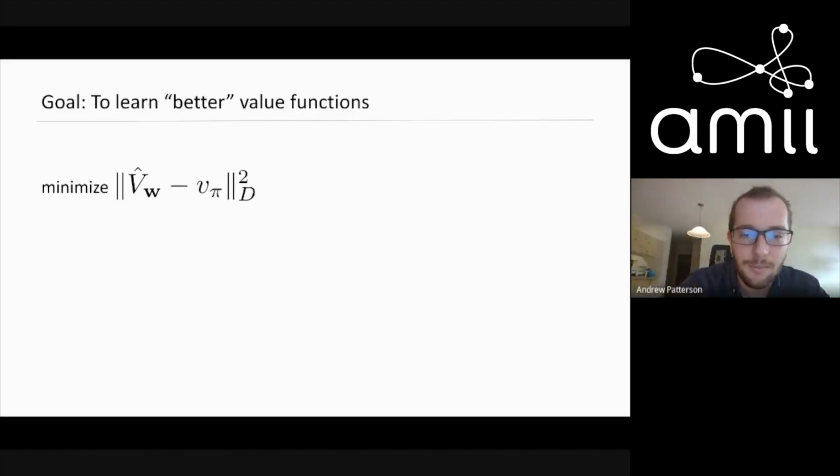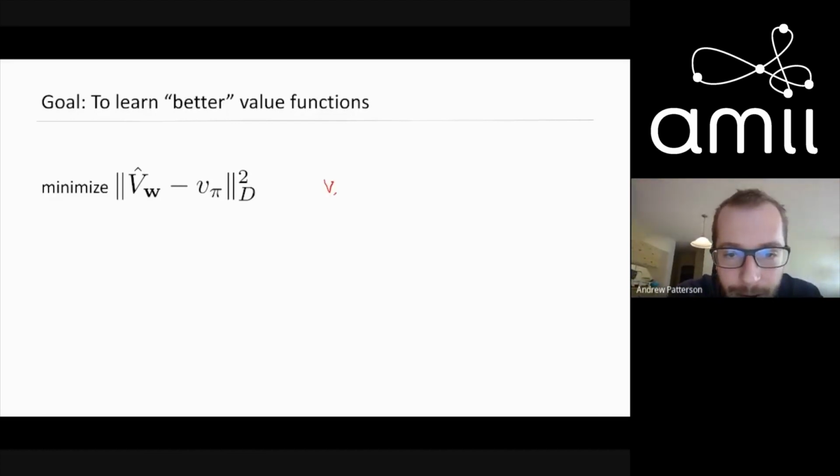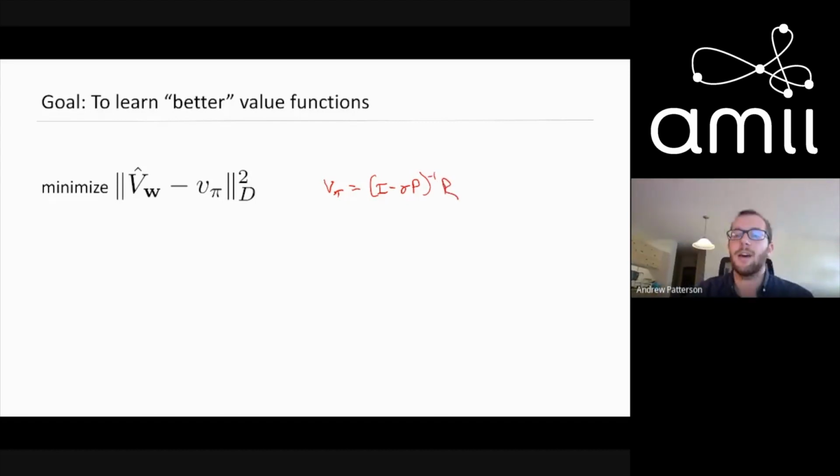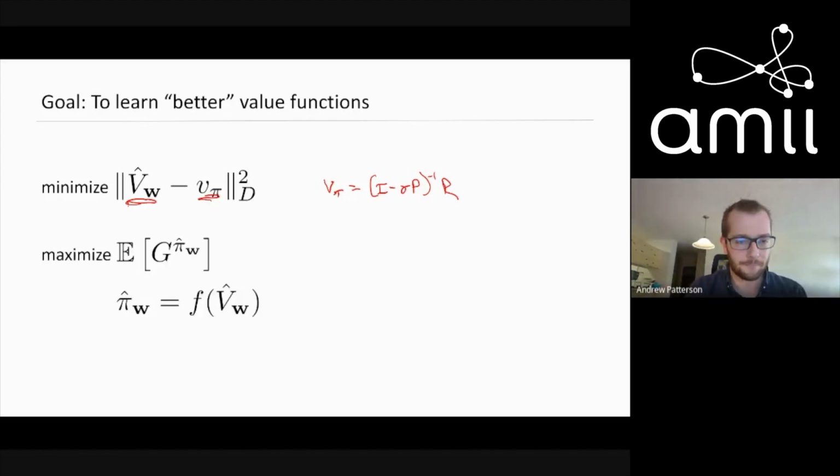Maybe to be specific, what I mean by V pi, I can write V pi is equal to, assuming I have some knowledge of my MDP, I minus gamma times my transition dynamics matrix, inverse, times, say, my average reward function. So I'm trying to minimize the distance between the thing that I can represent, my parameterized value function, and this sort of true thing. And I'll talk about D in a sec.